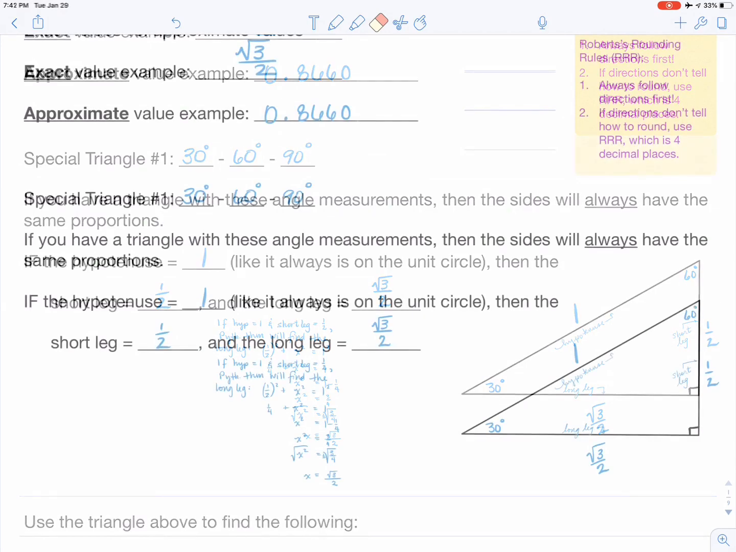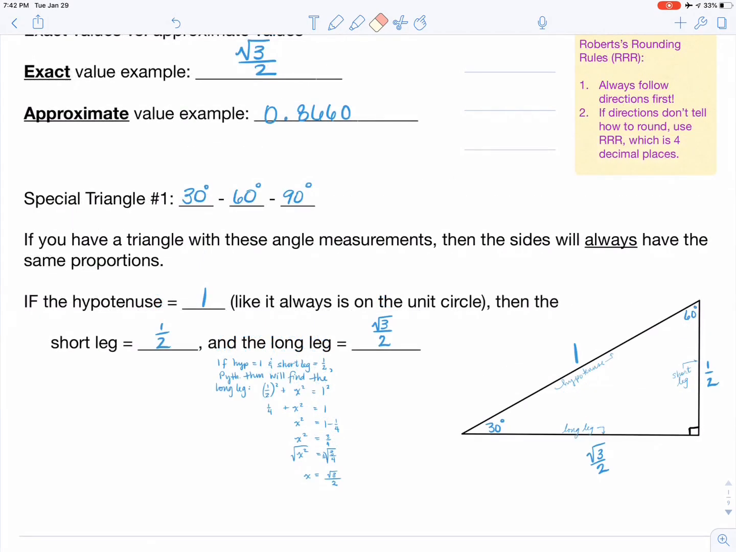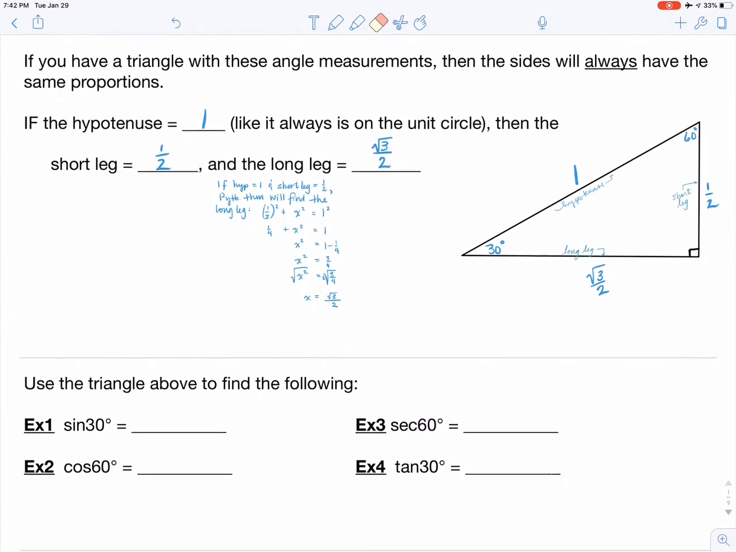√3/2. So for the first embedded question, if you would go down to the first 4 examples, use the picture right up above and answer these 4.